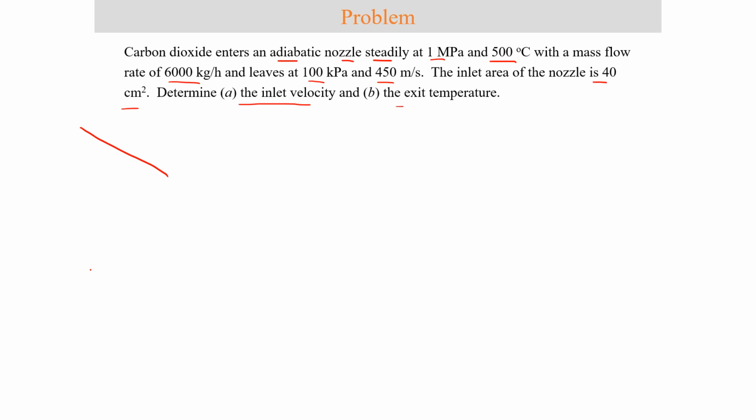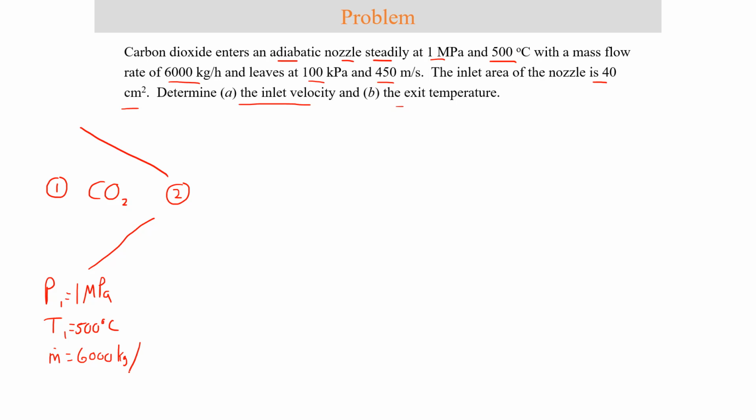So again, let's go ahead and start with the schematic. We'll have the entrance of the carbon dioxide as entry at 1 with an exit at 2. Again, we have CO2 gas. And it tells us that entering we have a pressure of 1 megapascal, a temperature of 500 degrees Celsius, mass flow rate of 6,000 kilograms per hour, and an area of 40 square centimeters.